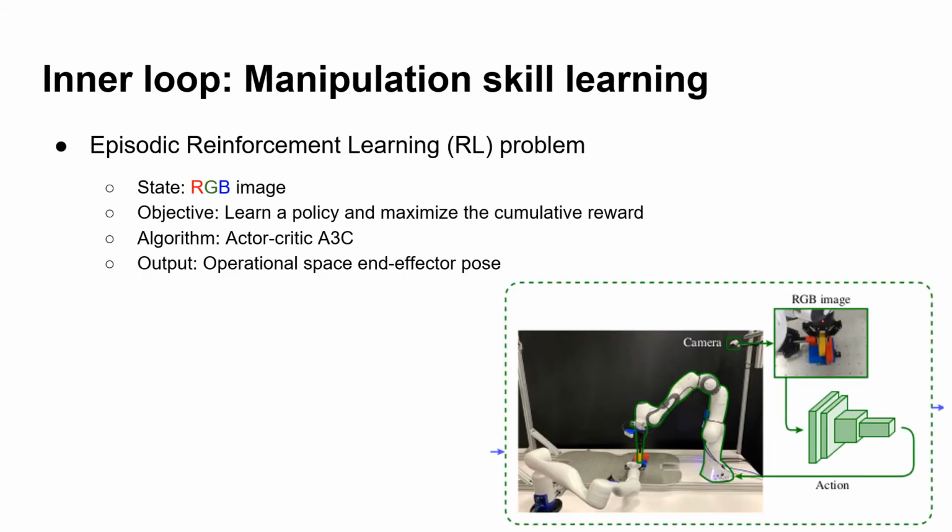The inner loop manipulation skill learning has been formulated as an episodic reinforcement learning problem. The robot receives an RGB image, takes action A, receives a reward and moves to the next state. The objective is to learn a policy that maximizes the cumulative reward.